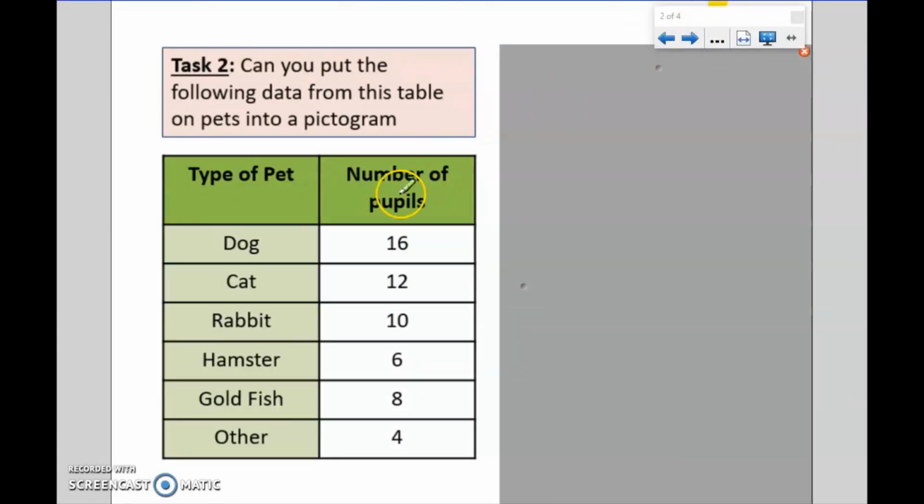Okay, task 2. So you can see from task 1 that your pictogram may not necessarily look like mine. However, I will again show you how I approached the question. But if you could pause the video here and take the information from this frequency table about types of pets and present them in a good and accurate pictogram. Could you pause the video now, please?